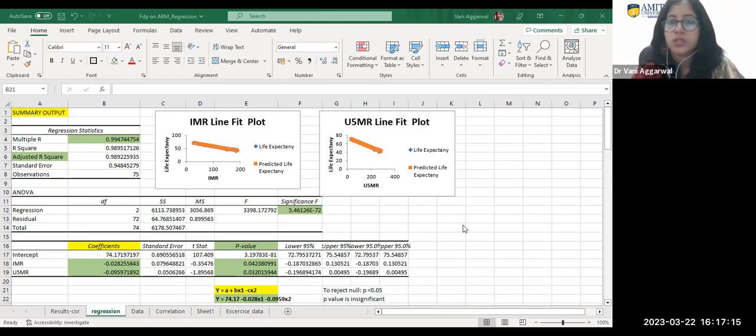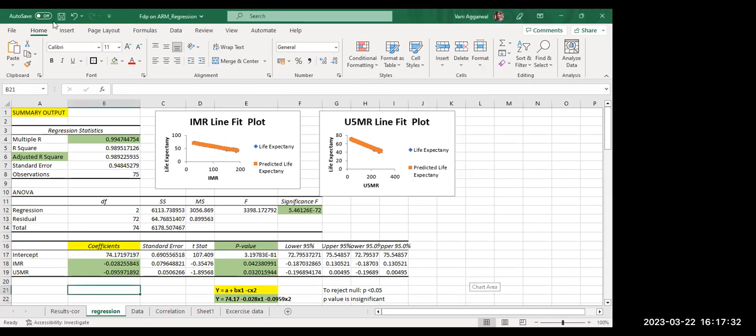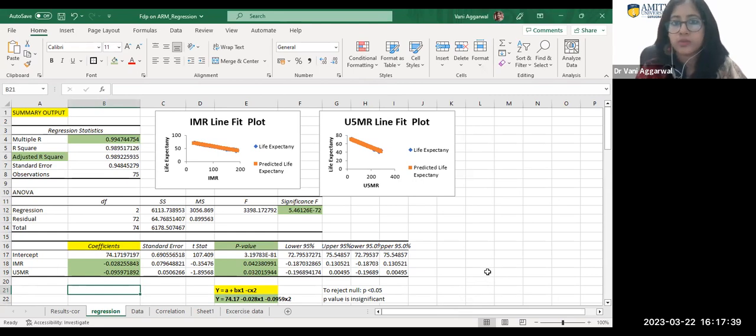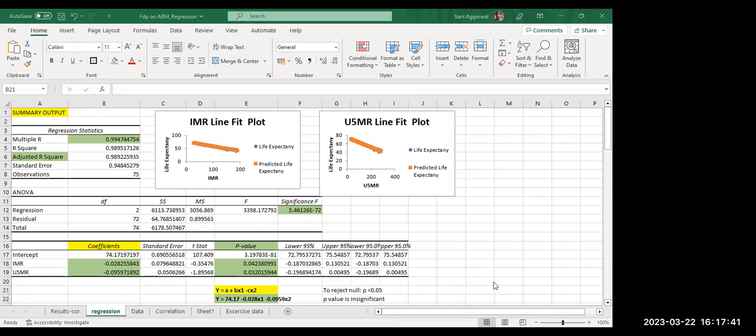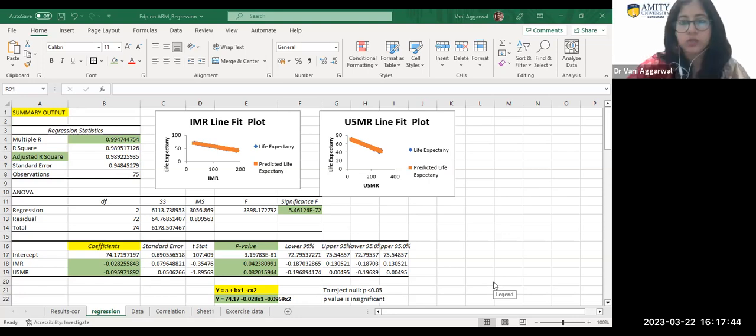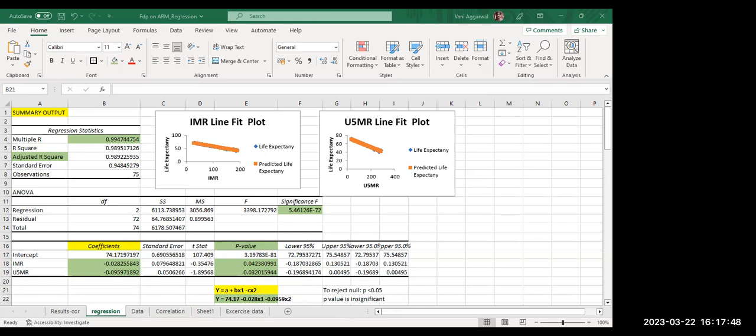So should I stop here? You want to ask anything, right? Please work on this exercise, and you can share your results on WhatsApp group. Ma'am, in case of descriptive statistics and summary, so you want for each individual column? No, for the dependent variable. For the dependent variable, whatever dependent variable you select. Okay.